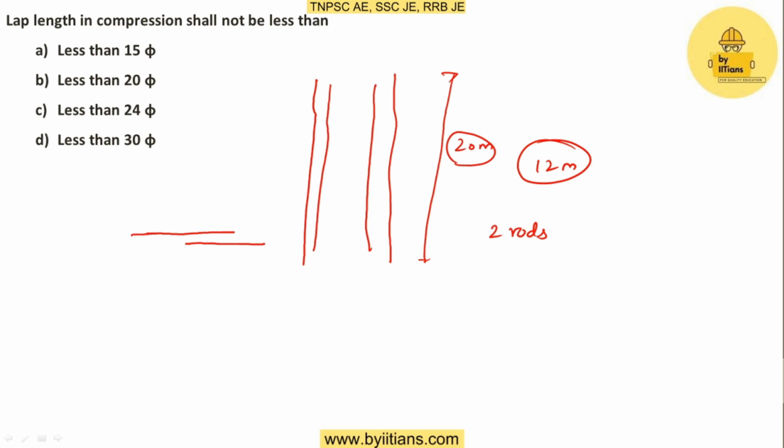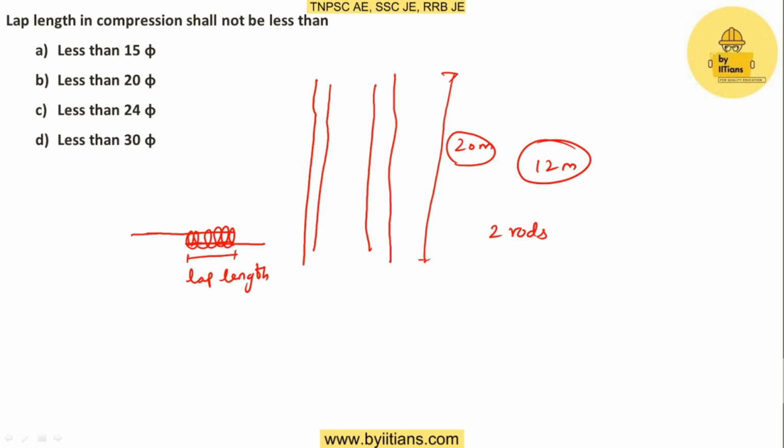So these 2 rods should overlap with each other. Okay, this length, this overlap length, this is the lap length.